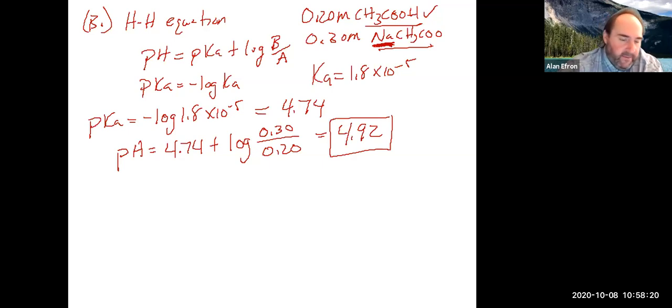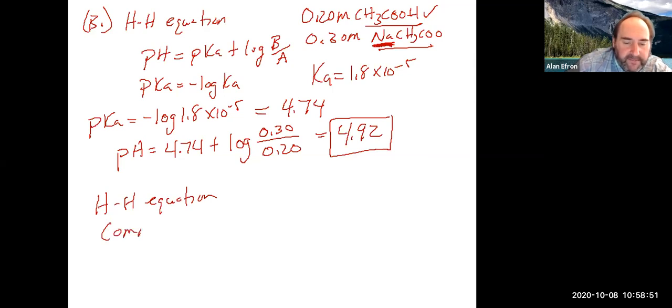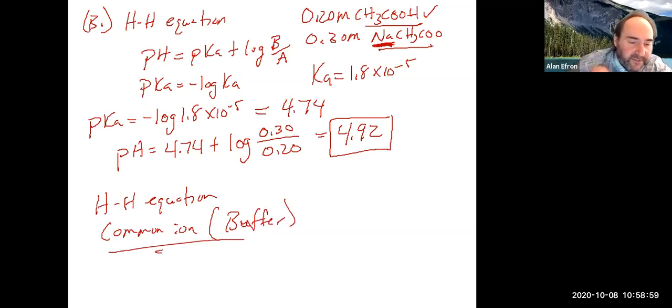And if you look back at what we got previously when we did the ICE table, we got 4.92. You get exactly the same answer. This is sort of a time saver, but it is also troublesome for a lot of people because they're like, I got this equation, I'm just going to use it in every situation. You should not use it in every situation. It really should only be used, the Henderson-Hasselbalch equation, in a common ion situation, which is really a buffer situation that we'll talk about. So it's really a buffer situation is the only place that you should use that.